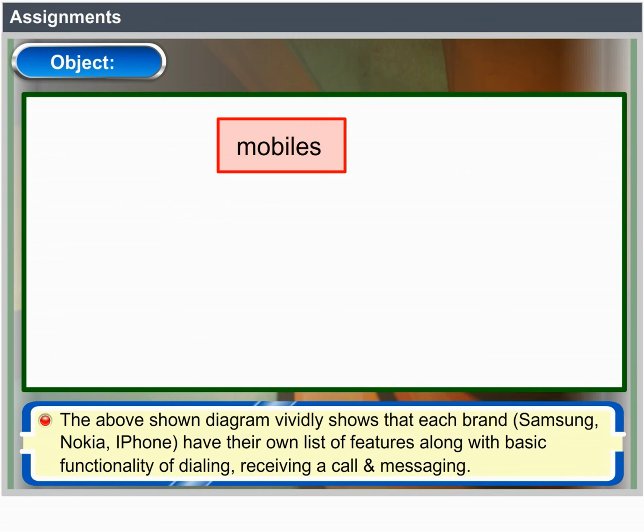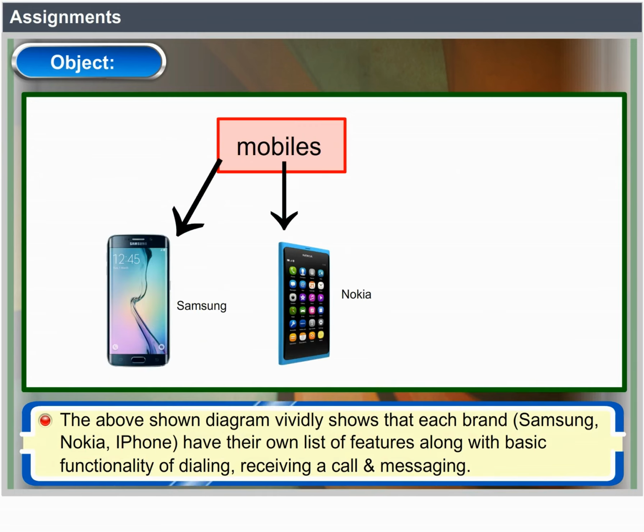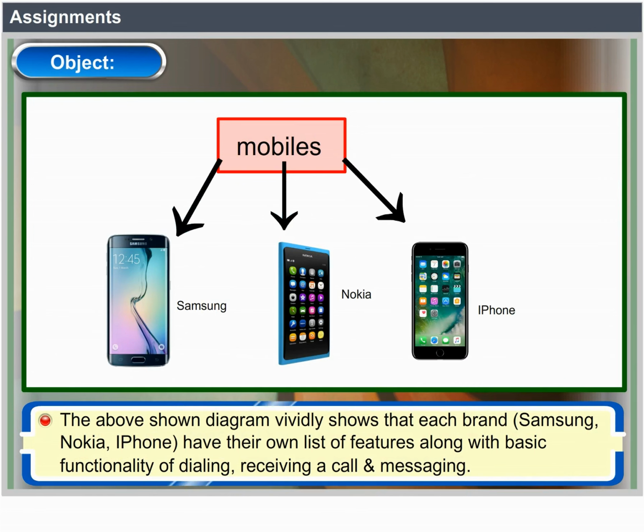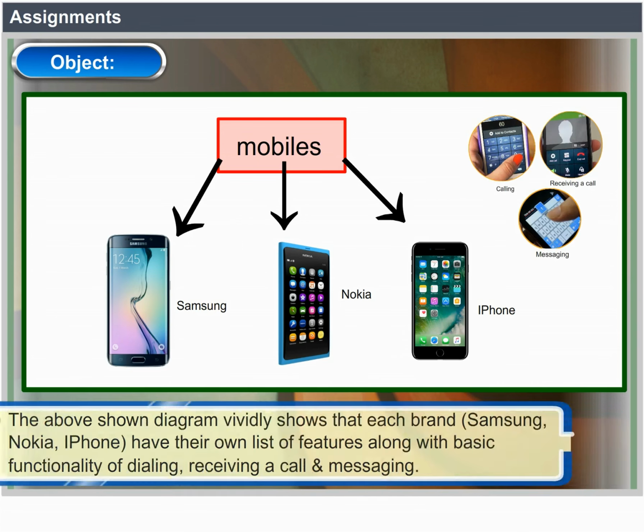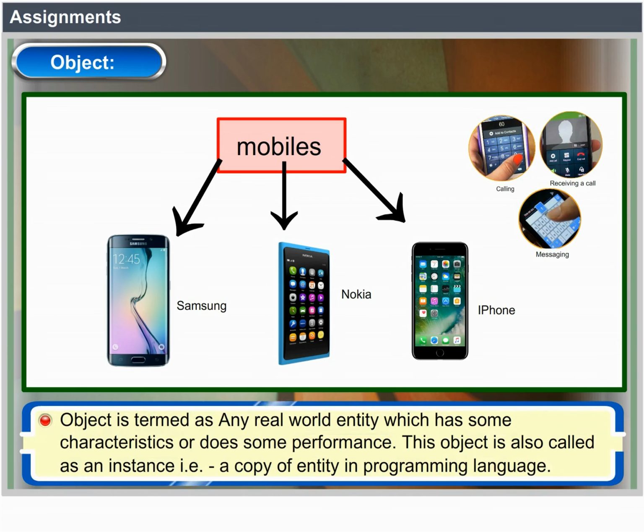The above diagram vividly shows that each brand, Samsung, Nokia, and iPhone, has its own list of features along with the basic functionality of dialing, receiving a call, and messaging. An object is any real-world entity which has some characteristics or does some performance. This object is also called an instance, that is, a copy of an entity in a programming language.